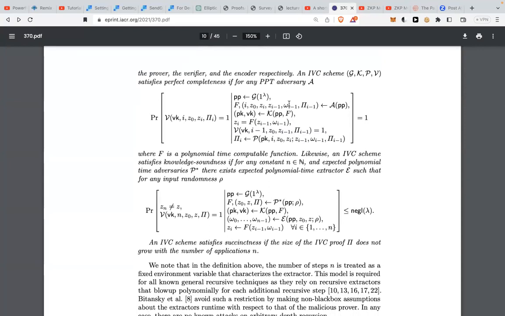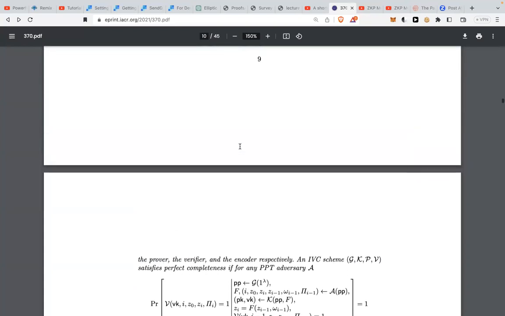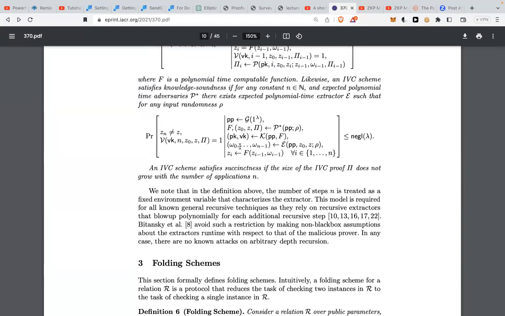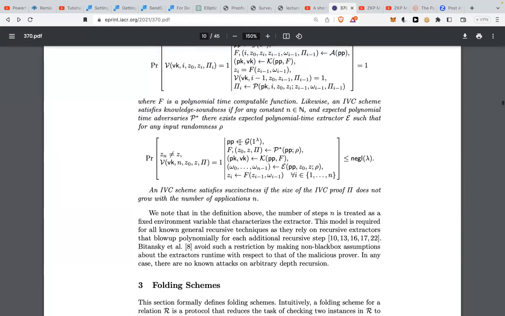Yeah, so again, you can discuss the same concept of completeness, and I think also knowledge soundness in this IVC scheme. But I think it will be a bit complicated there. So that was it for the presentation.